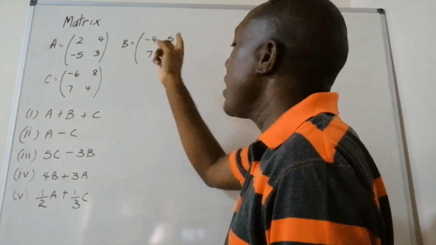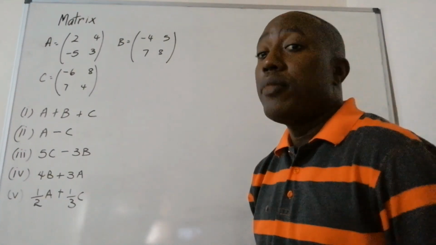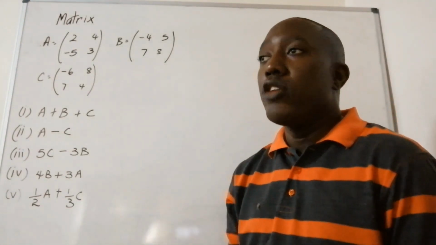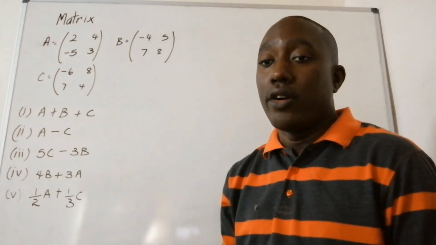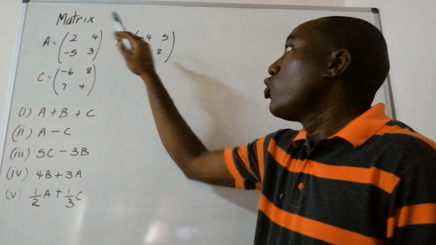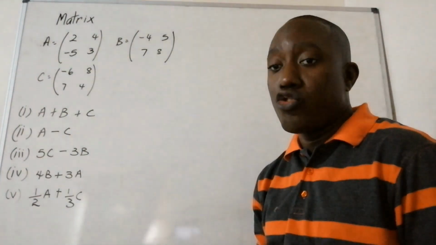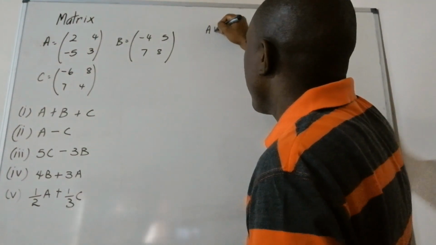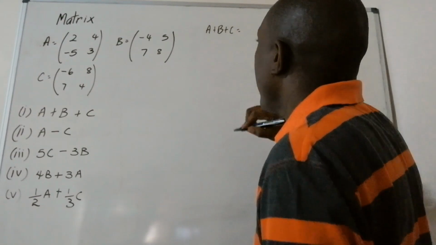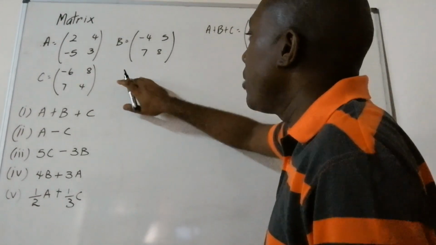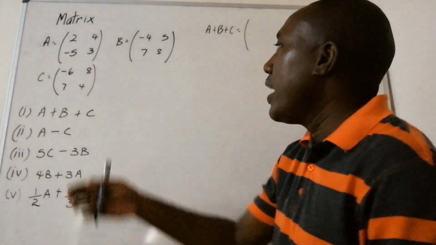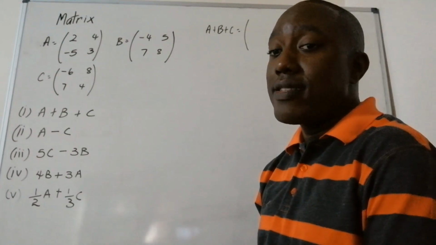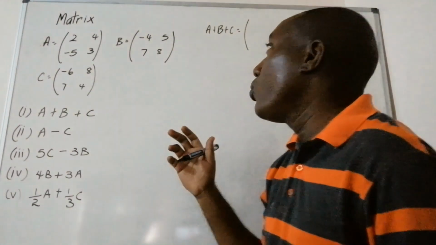We are adding the numbers in similar positions. Now remember, in addition or subtraction, all the matrices must have the same order. So we have a 2 by 2, 2 by 2, 2 by 2, so we can add those three matrices. We could add A plus B, get our answer, then add on C to that answer. But we can do it at once.